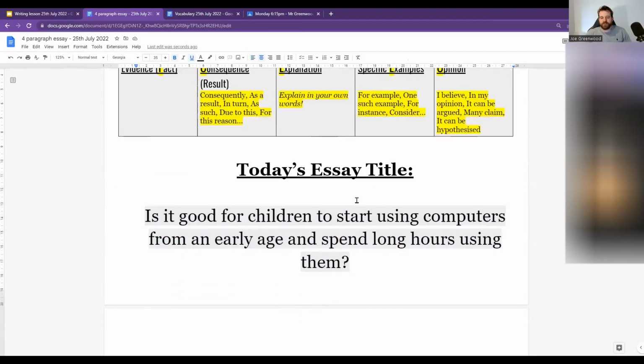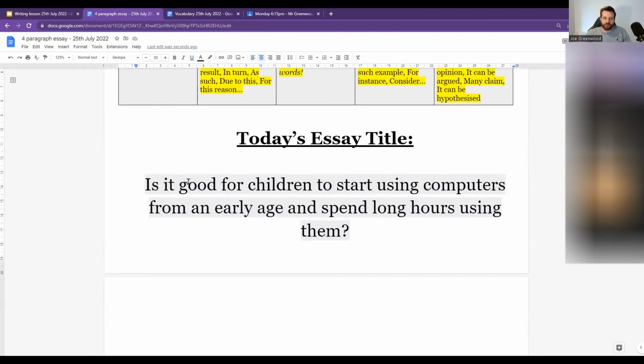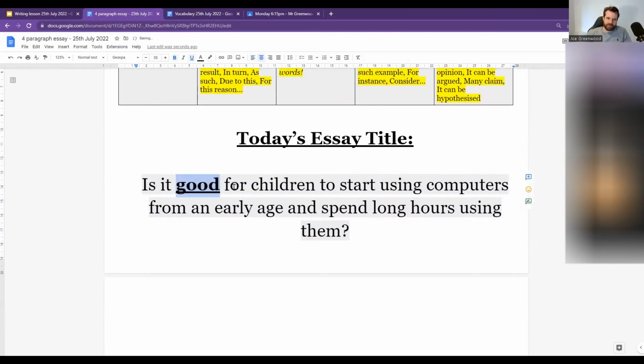But first, we need to choose. Do you agree or disagree? Who thinks it's good and who thinks it's bad for children to start using computers from an early age? You have to vote in the chat now. Good or bad? Venus says bad. I say good. I'm typing good. Yeah, you can write with just a different perspective. You're right. But I think we should choose one side for this essay. We should choose one side.